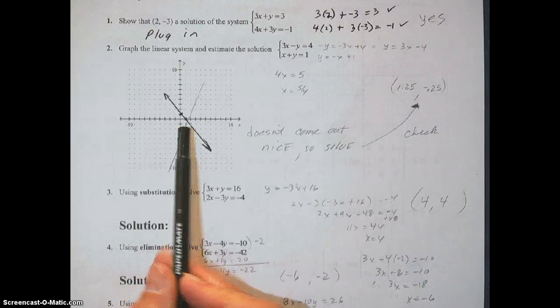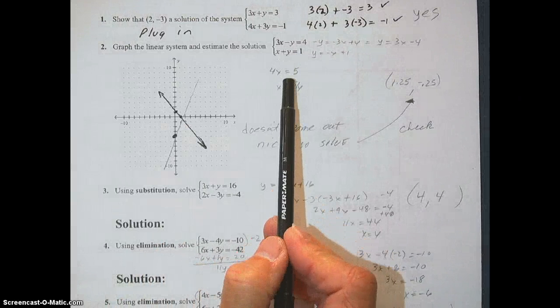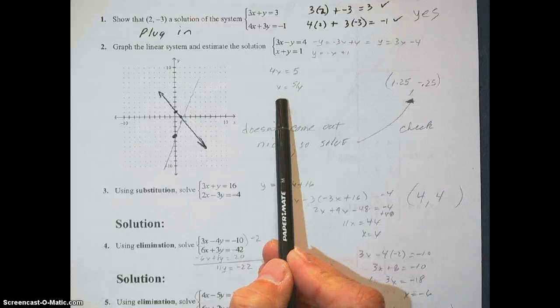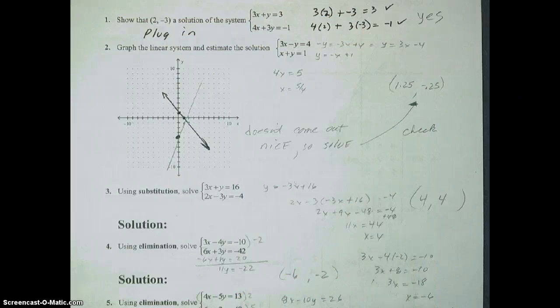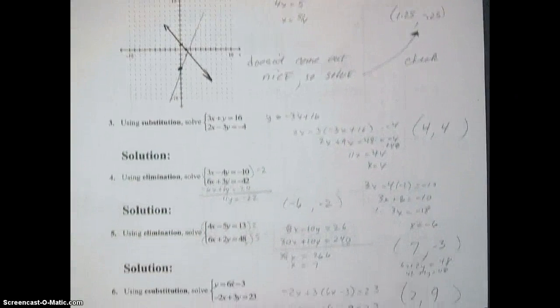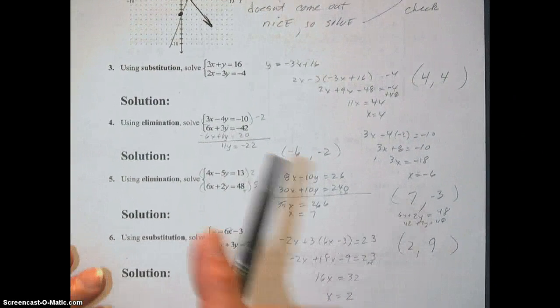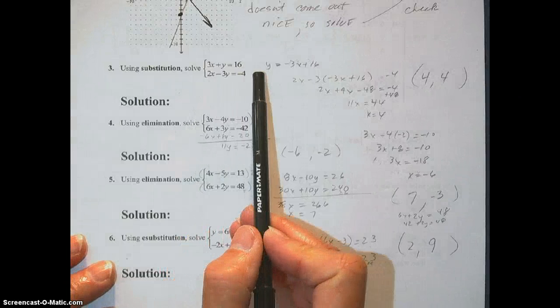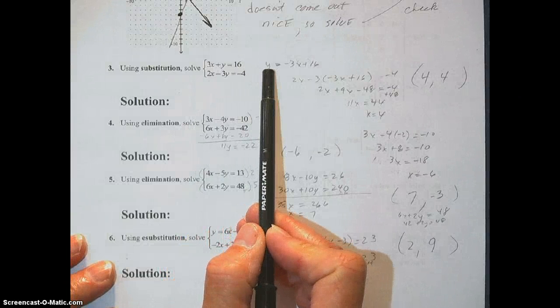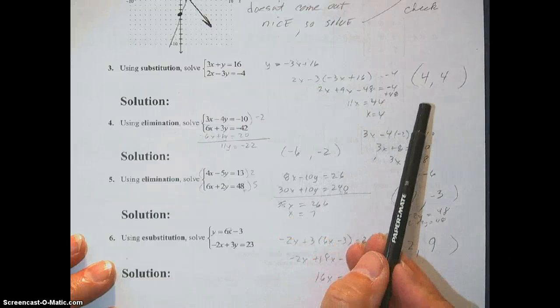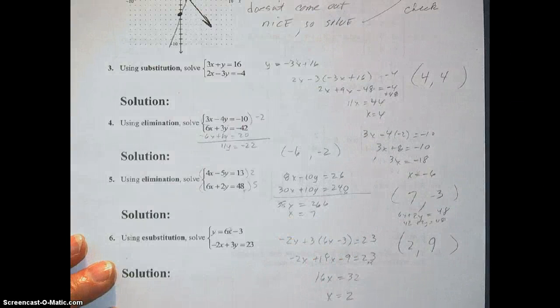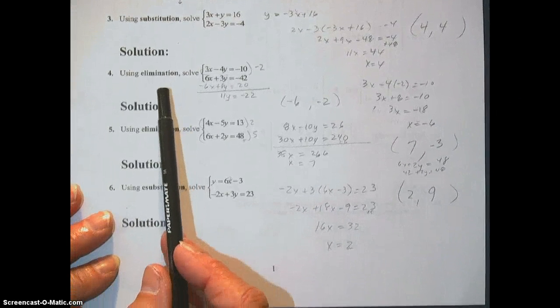So what I did is I solved by elimination and saw that this was a decimal answer and then plugged in and solved. In number 3, you're asked to use substitution. So I solved one of these equations for y and then I substituted it in, solving for both the x and the y. Number 4 was elimination.